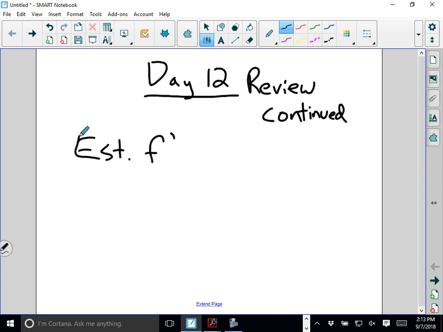Usually when you have to estimate a derivative, this comes in the form of a table and also in the form of some contextualized problem. So I'm just going to make one up, a table here. So go ahead and copy this table into your notes.